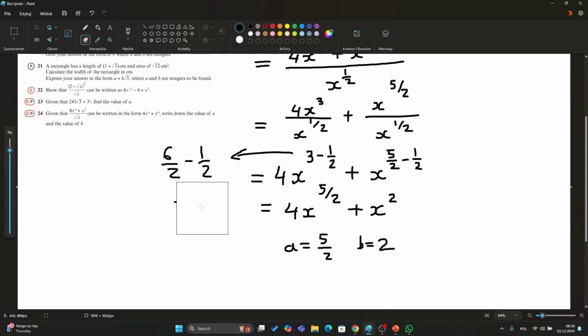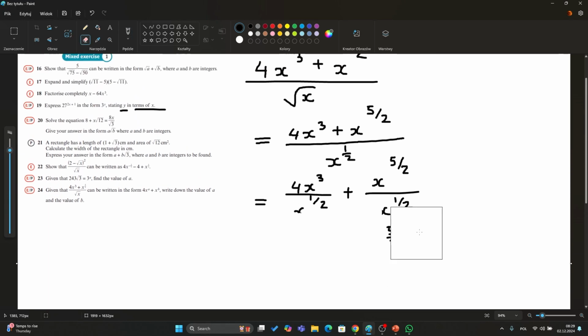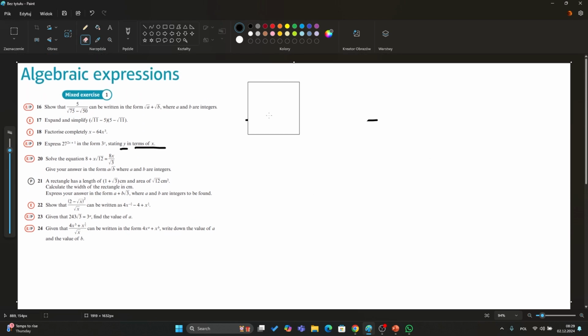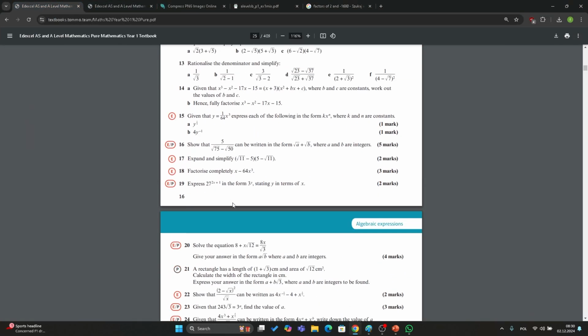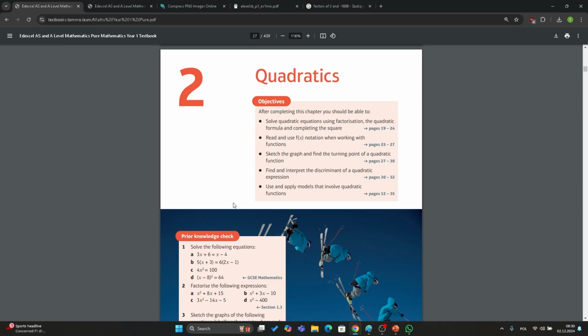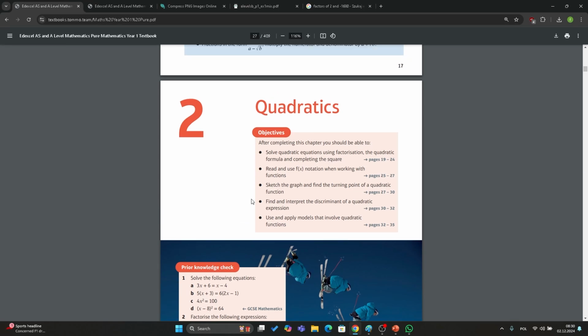And these are the correct answers, and therefore we have done the review of chapter 1, and we're going to go to chapter 2, which is quadratic expressions. So that will be quadratics, and we'll be able to solve the quadratic equations, interpret the discriminant, and apply real-life models that involve quadratic functions.